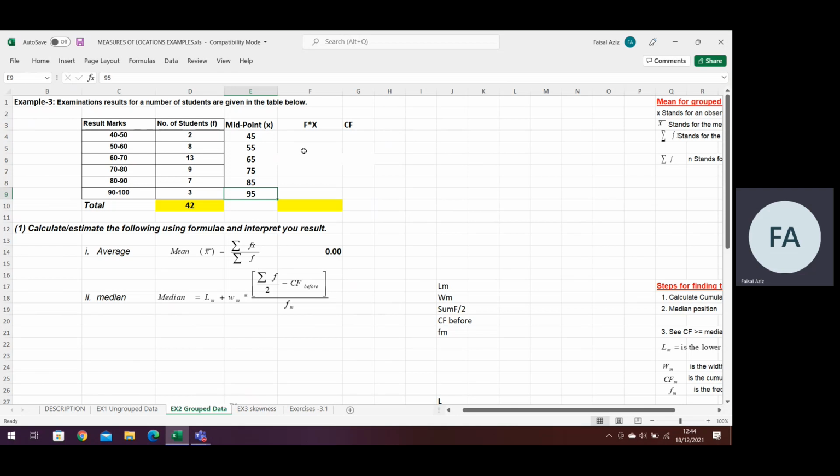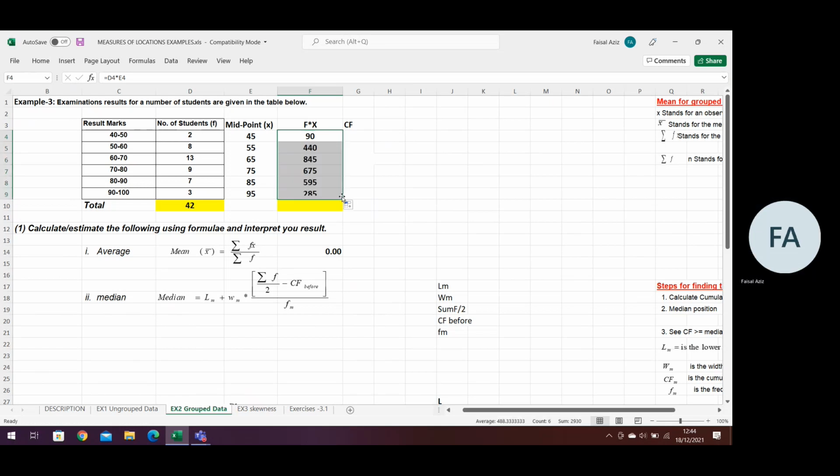So what we can do now is, this is f into x, so here I'm going to multiply this f, which is the frequency, with this x, the midpoint. Click enter. So this will give us fx. Now I need to know the sum of fx.